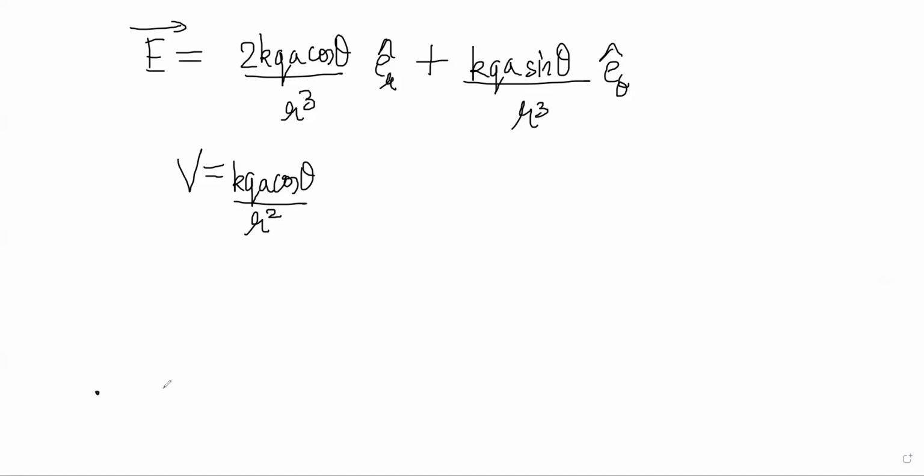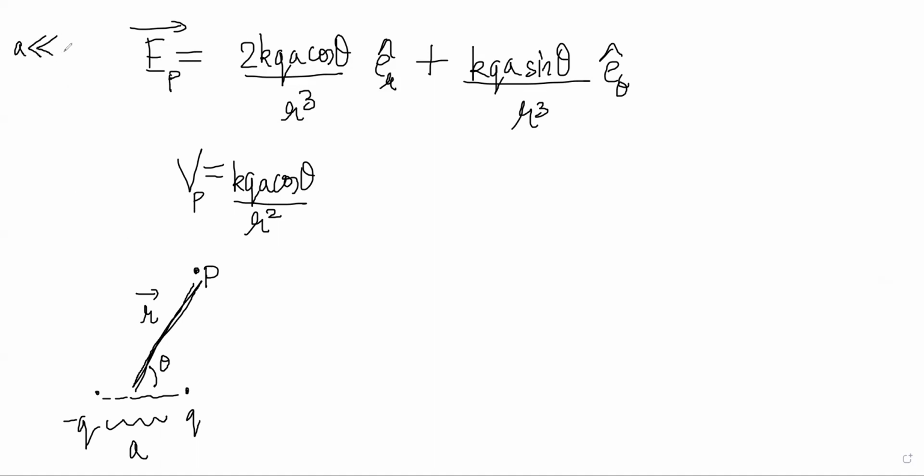Yeah, and the setup of the problem was like this. This was the r, this was the theta, these were the charges, the distance between them was a, this was the point P, and this is E at P and V at P, right? And the only approximation is that a is less than r, correct?